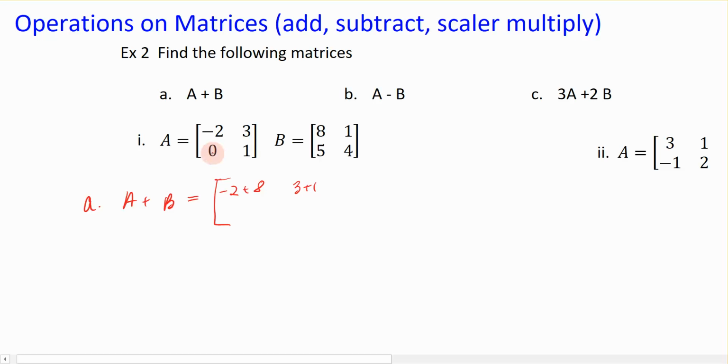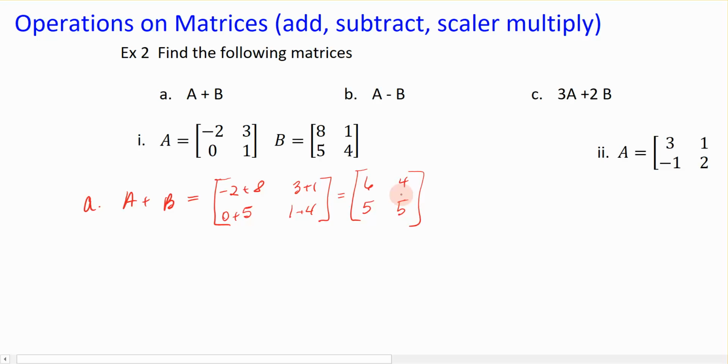Coming down here to row 2, column 1, I have 0 plus its corresponding spot for B of 5. And row 2, column 2, which is a 1 plus row 2, column 2, or a 4. Okay, so I'm going to sum these values together and get new values in each of these positions. So row 1, column 1 becomes 6. Row 1, column 2 becomes 4. Row 2, column 1 is 5. Row 2, column 2 is also 5. So when I add matrix A plus matrix B, I get the new matrix here that you can see.